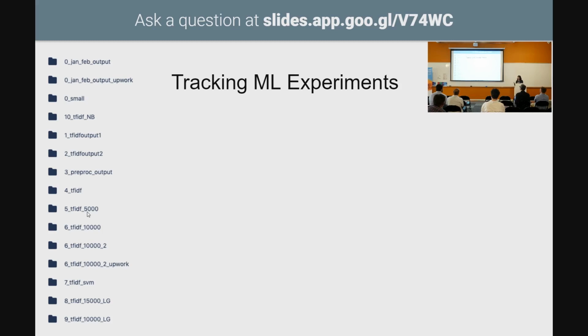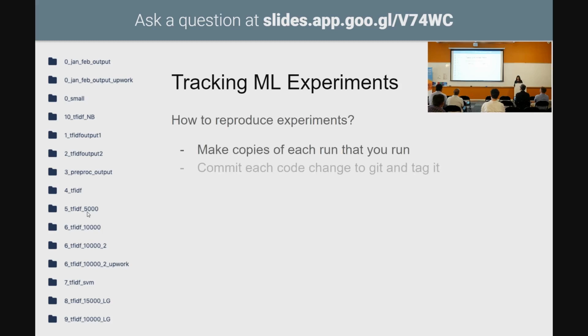The problem is when we go back to it, we may or may not understand it after 6 months or after a year. So make copies of each run that you run, commit each code change to Git, tag it. I'm terrible at tagging it, but a lot of people are really good at tagging each and every experiment they want to go back to.